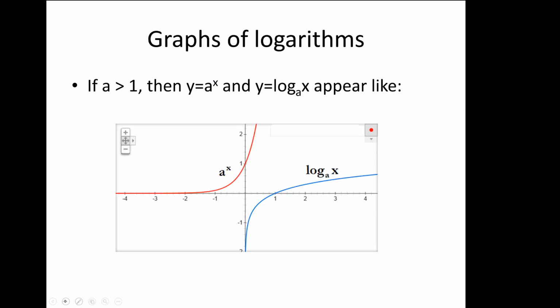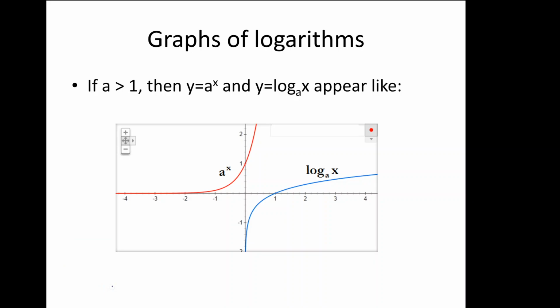Okay, graphs. For some reason I changed it to a instead of b, but it's just any base. So we have an exponential function with a base of a, so a to the x. And if you graph that alongside the log function with the base of a, shown in blue, there's some connection between them. I'll show what that connection is in a few slides.